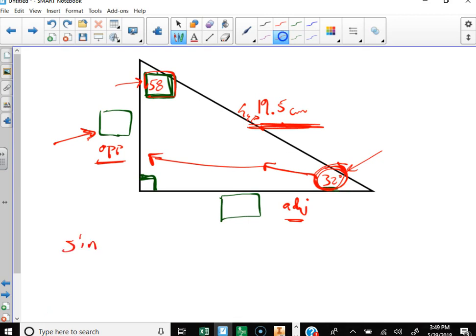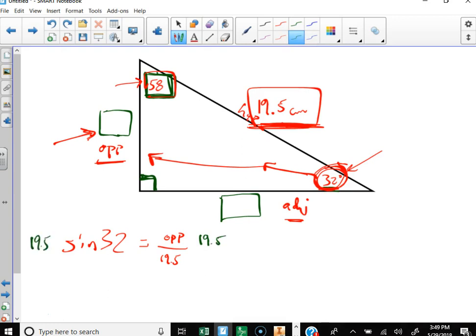So the sine, and then I write that expression down. I don't try to do anything in my head. Sine of 32, the angle in question, should equal the opposite side, the thing I don't know, I'll just put opposite, over the hypotenuse, which I do know, 19.5. And I'm solving this. Now in this case, solving it just involves multiplying both sides by 19.5.